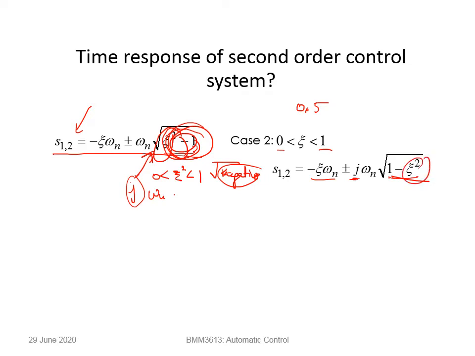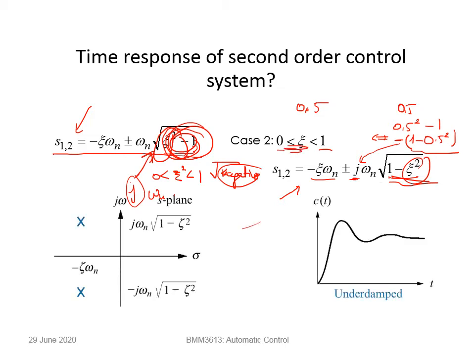Because basically zeta square is smaller than 1. So imagine if it is 0.5. So if we do 0.5 square minus 1, this is also equal to 1 minus 0.5 square, but you put a negative at the front. So this negative has become j, and this term basically is here, 1 minus zeta square. So now this is your new expression of pole positions when we have the case of zeta between 0 and 1.